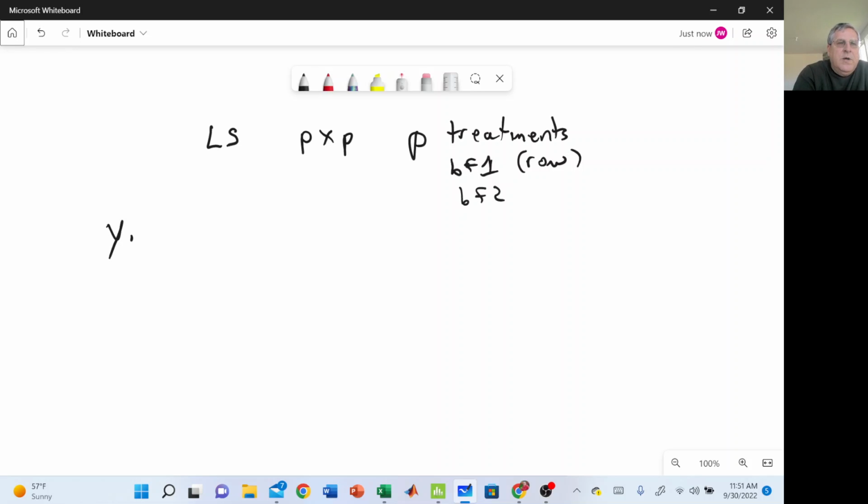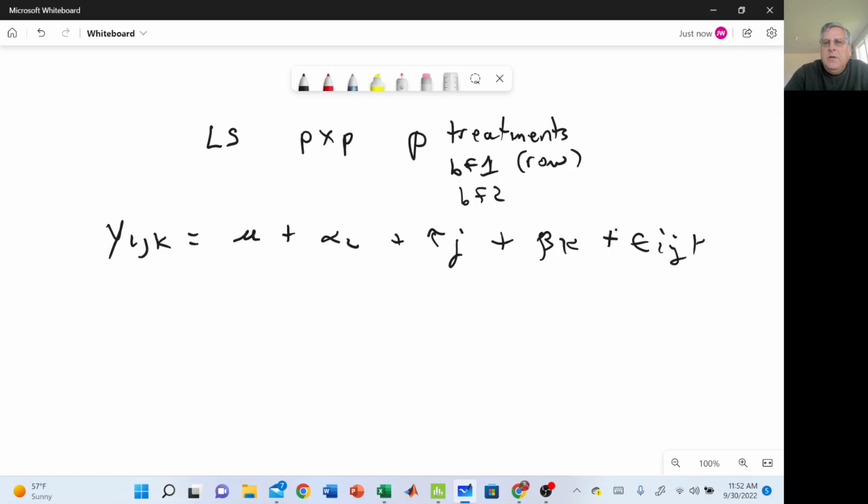P by P Latin square. Remember that our model is Yijk equals mu plus alpha i plus tau j plus beta k plus some random error term for each data point, epsilon ijk. So any given data point can be modeled as the mean of all of the data plus the effect due to its row, its treatment, its column, and its individual random error term.